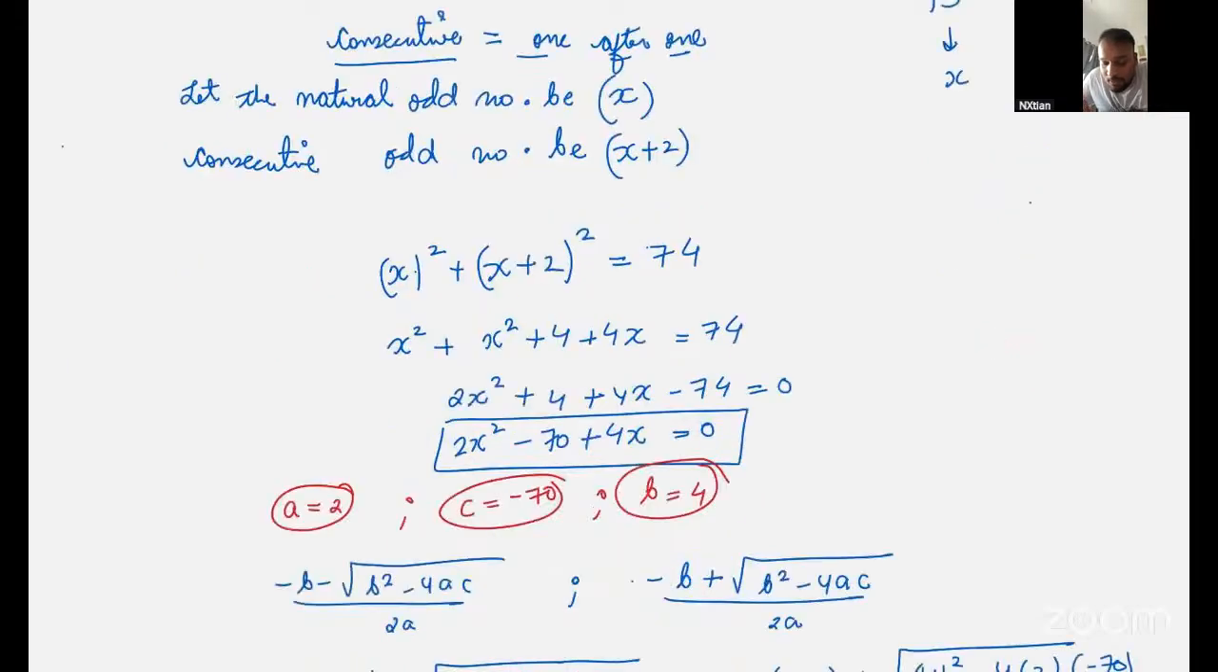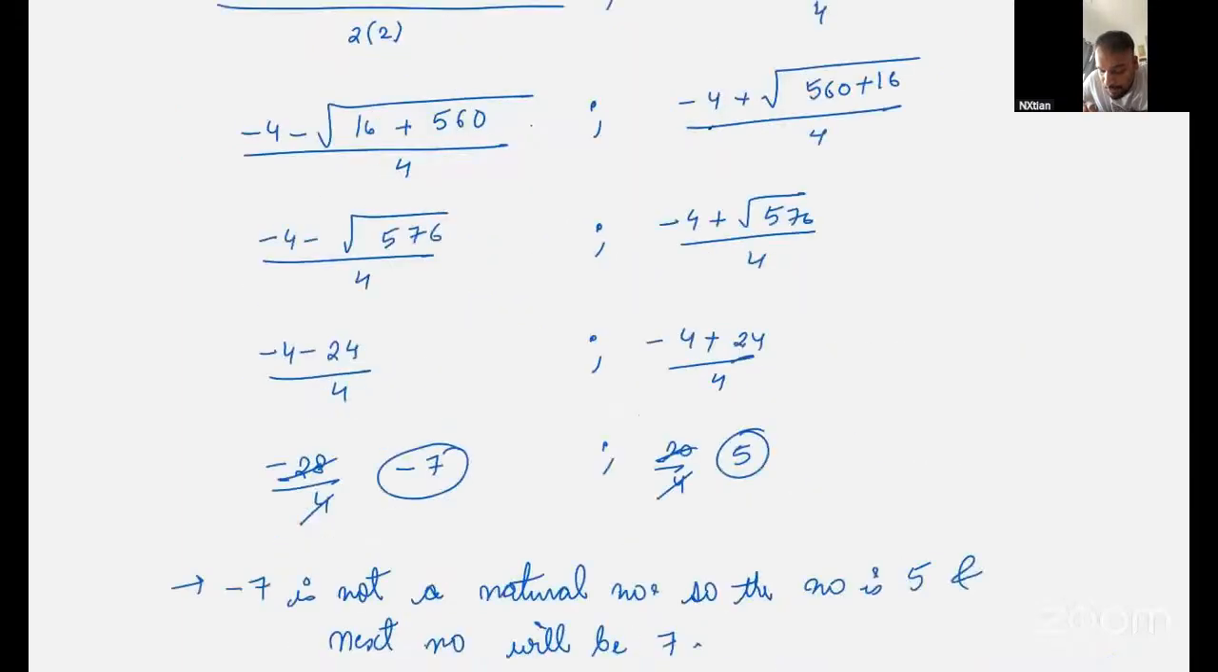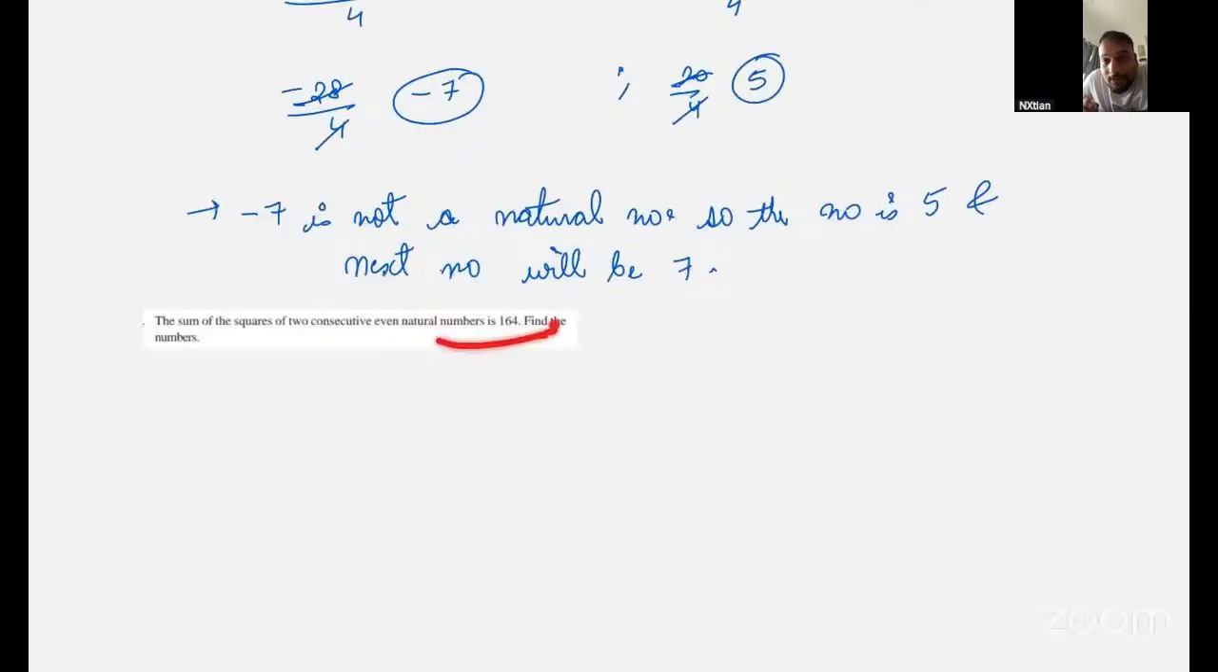Whenever the type of question is, for example, the sum of the squares of consecutive numbers, what will be the next consecutive number? If x is the number, then another consecutive number will be x plus 2 here, because they are asking for the odd number. In the question which I gave, it will also be x plus 2 because they are asking for the even number. But for a normal consecutive number, it will be x plus 1. You got this?